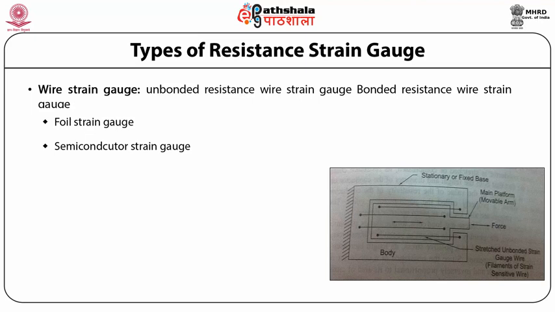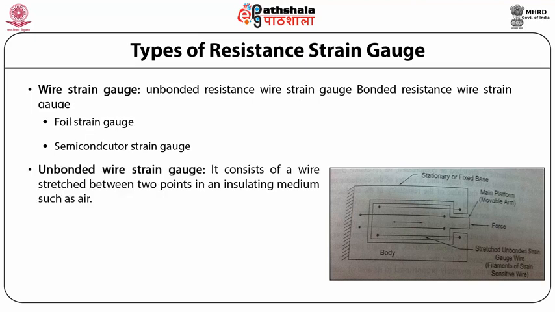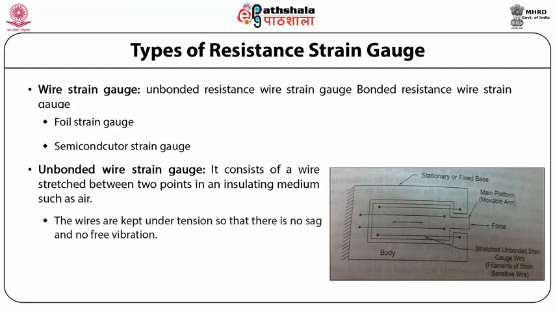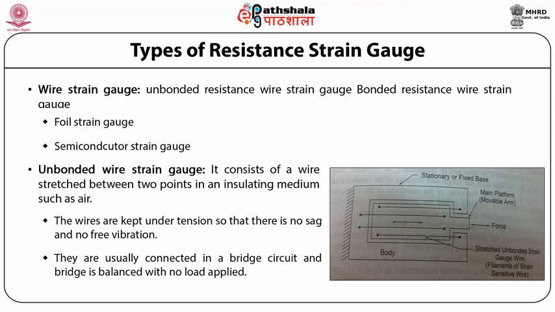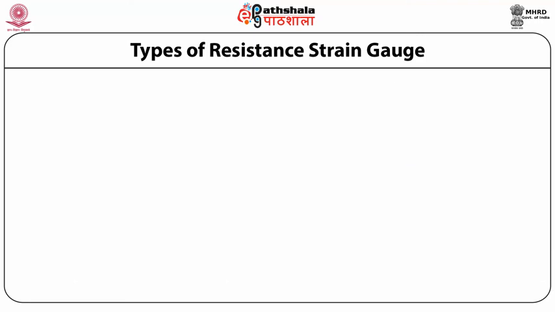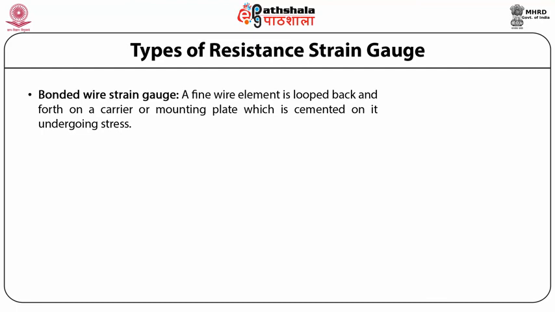Students, let us now discuss the unbonded wire strain gauge. It consists of a wire stretched between two points in an insulating medium such as air, as shown in this figure. The wires are kept under tension so that there is no sag and no free vibration. They are usually connected in a bridge circuit and the bridge is balanced with no load applied.